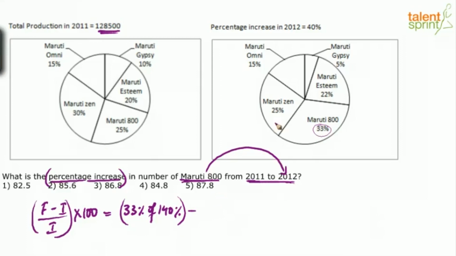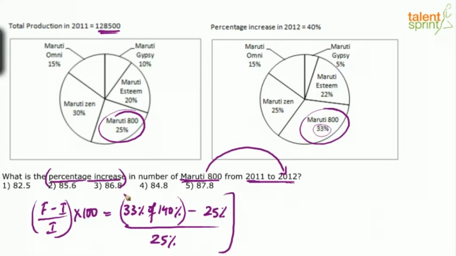And don't even try to find out the individual values first. Finding out the number of 800s in 12, the number of 800s in 11, and then finding out final minus initial by initial into 100, that would be an utter waste of time. So 33% of 140 minus initial value. How much is initial value? 25% straight away. Divided by initial value, 25%, into 100. Final minus initial by initial into 100. Do the calculation and you get the answer.